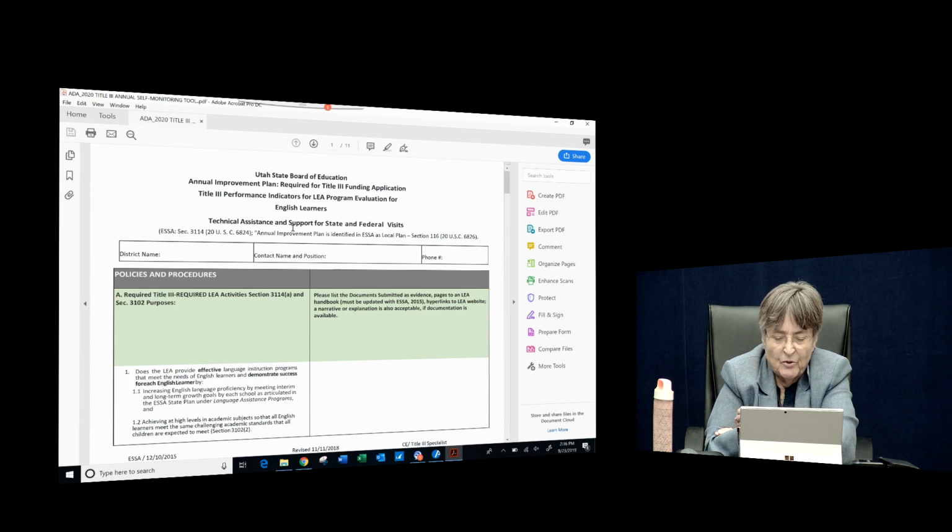You could have pages to an LEA handbook that must be updated with ESSA. So if you're going to use evidence from a handbook, it can't be the old No Child Left Behind. Okay, you have to be very specific. It could be hyperlinks to an LEA website. One district did a lot of that the last time. A narrative or explanation is also acceptable if documentation is available. So if you want to write your documentation of how you're doing this as an explanation or a narrative, that's fine, but make sure that you have evidence to support it and it's listed.